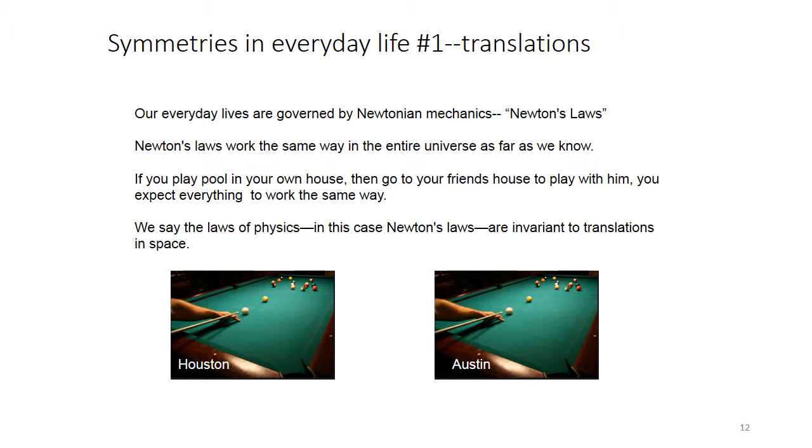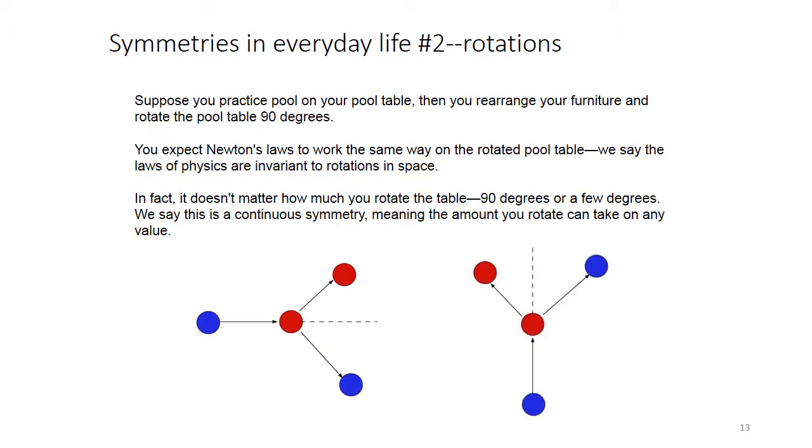Now, you don't have to know all this, but I just want you to see where this fits in. Also, maybe I want to rearrange my living room, and I move my pool table, I rotate it 90 degrees. Well, the laws of physics are still going to work the same way. So, it doesn't even matter if I rotate the table a lot or a little bit. This is what we call a continuous symmetry.